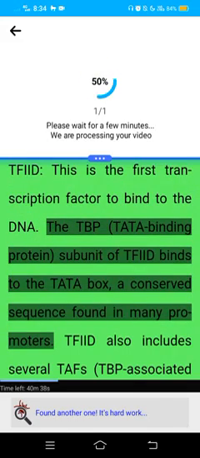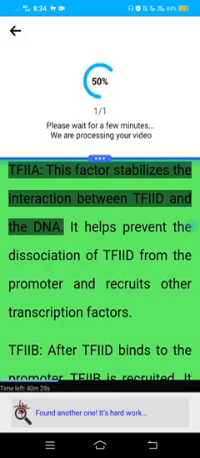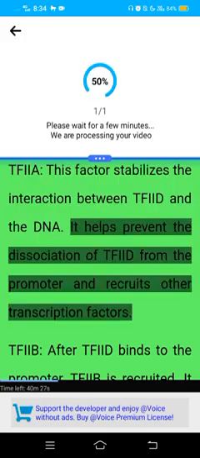The TBP (TATA binding protein) subunit of TFIID binds to the TATA box, a conserved sequence found in many promoters. TFIID also includes several TAFs, TBP-associated factors, that help stabilize the binding of TBP to the promoter and further recruit other GTFs. TFIIA. This factor stabilizes the interaction between TFIID and the DNA. It helps prevent the dissociation of TFIID from the promoter and recruits other transcription factors.